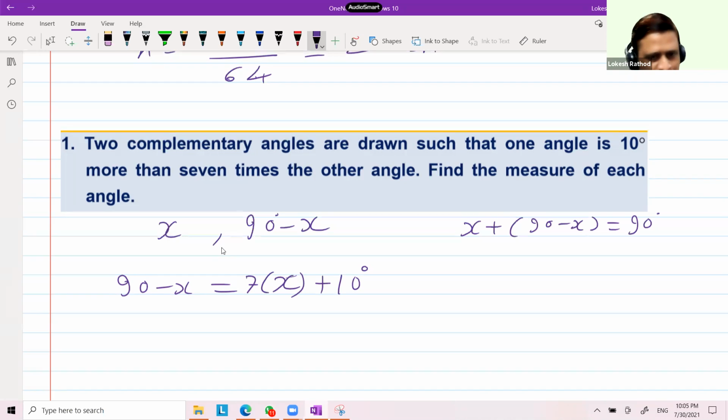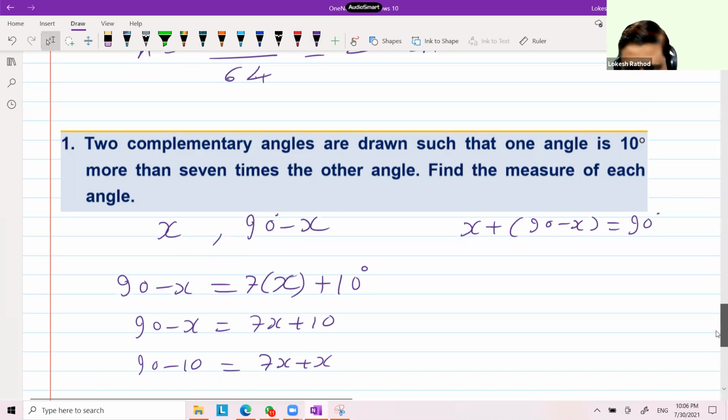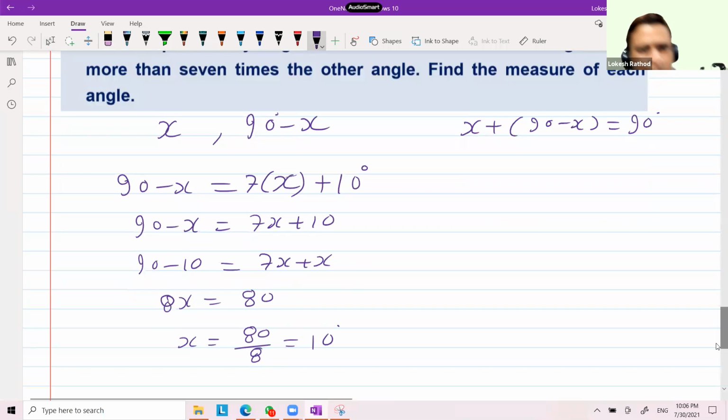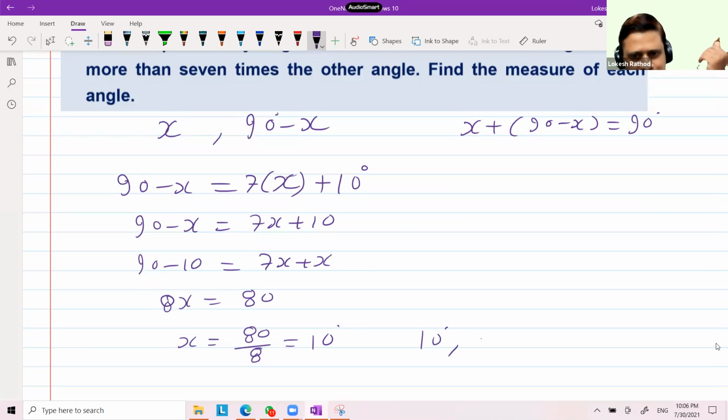Now we can find the value of x, right? 90 minus x is equal to 7x plus 10. All x goes that side, 7x plus x, and 10 goes that side, 90 minus 10. So from here I can find x, right? So 8x equals 80, or x is equal to 80 over 8, 10 degrees. So this is how I have found the angle. One angle is 10 degrees, another angle is 90 minus 10 degrees, that is 80 degrees. So 10 degrees and 80 degrees, these are our answer.